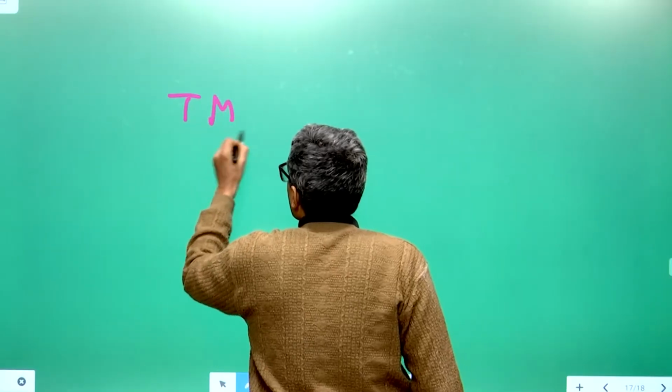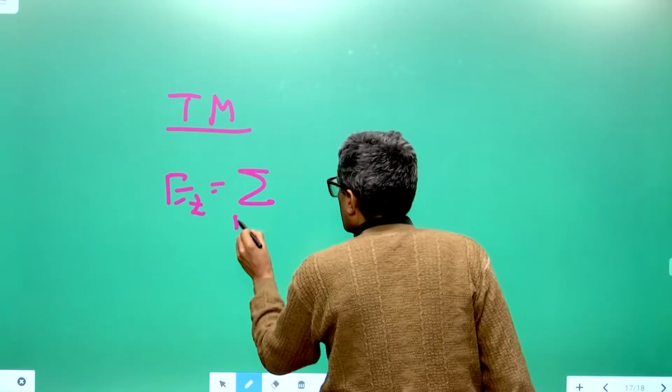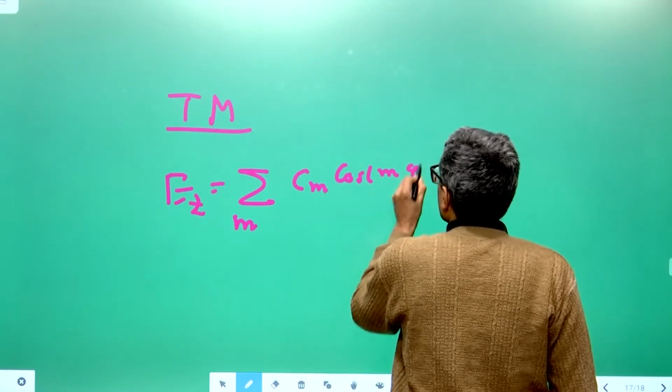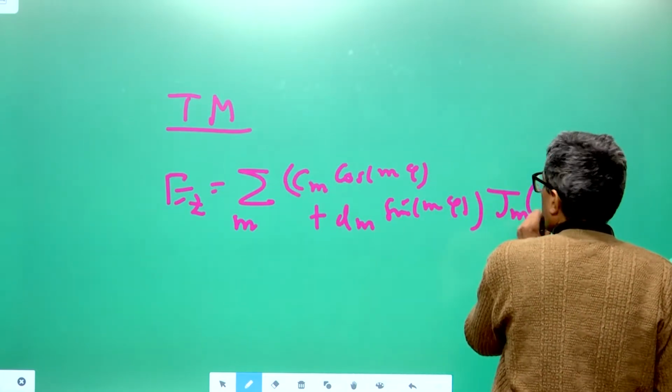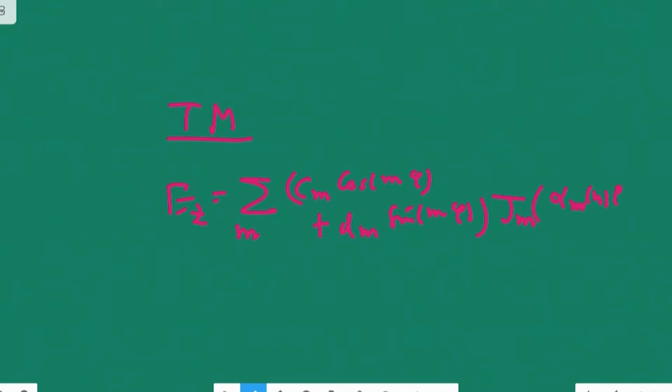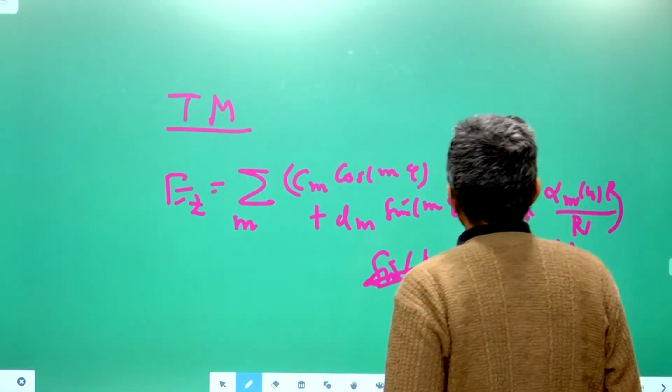In the case of the transverse magnetic mode, where Ez is given by summation over m Cm cos m phi plus dm sin m phi multiplied by Jm of alpha mn rho by r. You will not put e power minus, you are taking that particular linear combination, so that dou Ez by dou z vanishes at the bottom plane as well as at the top plane. So, you put cos of p pi z by d, where p is any integer, right, where p is any integer.